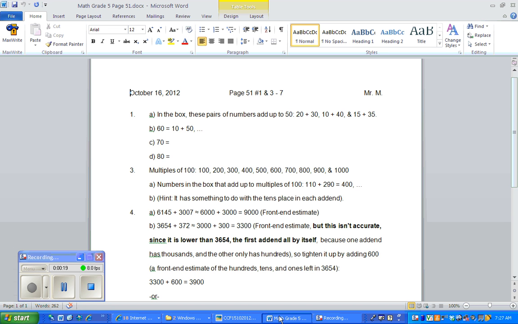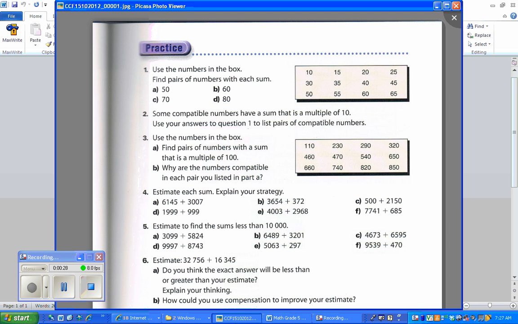It's October 16th, 2012, so write that at the top left of your page, and you can write your name at the top right of the page. Here's what the page looks like in your textbook.